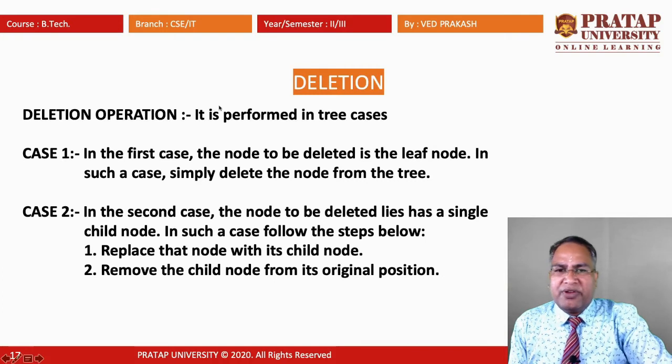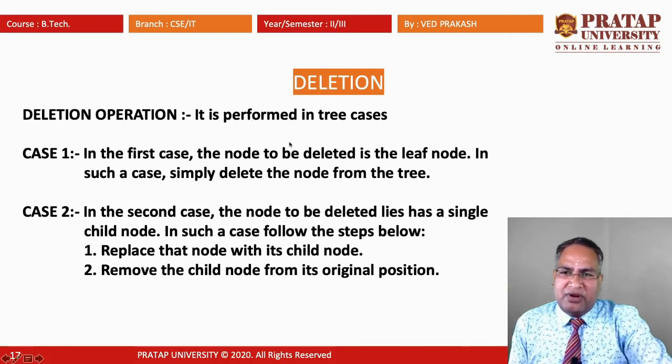Now the general operation, deletion, is also performed on a binary search tree, and this operation is basically implemented in three cases. The first case is that the node to be deleted is a leaf node. In such a case, simply delete the node from the tree. A leaf node is a node that doesn't have any child, so that is the simple way of deleting. We basically remove the leaf node from the tree.